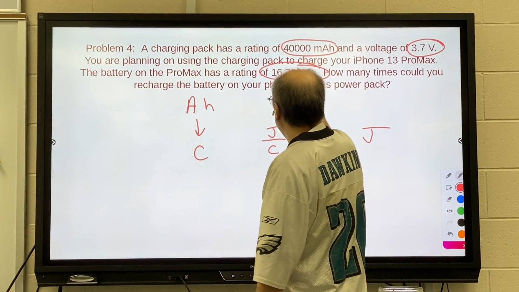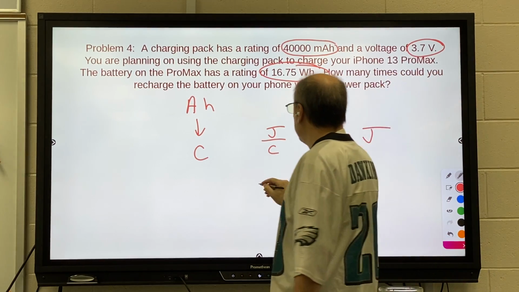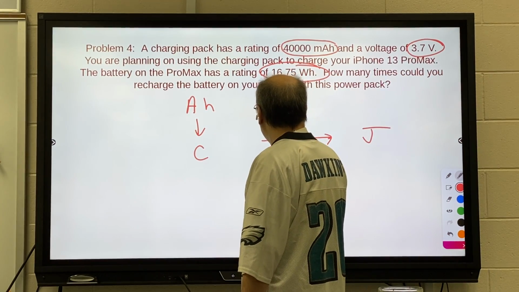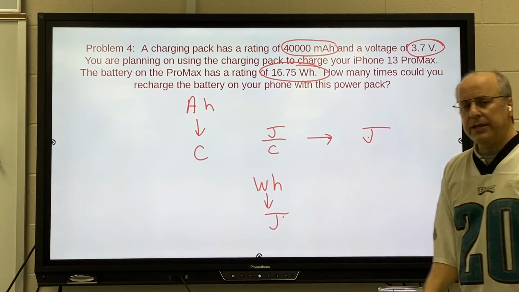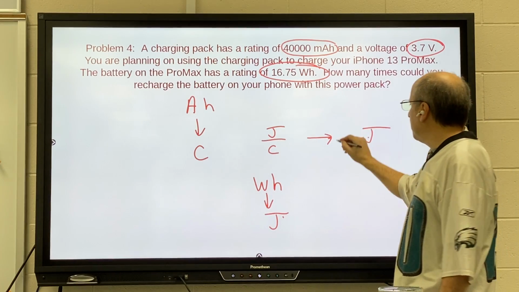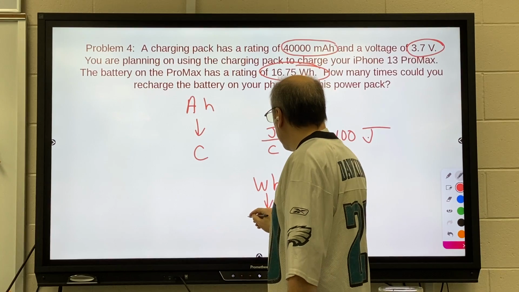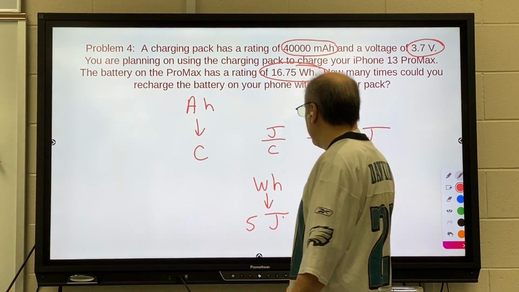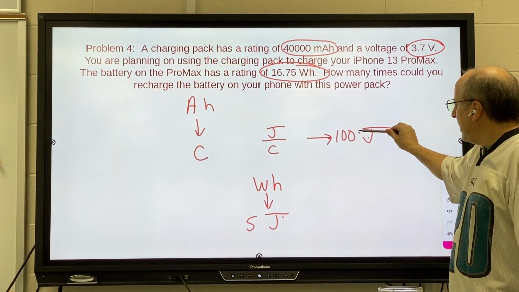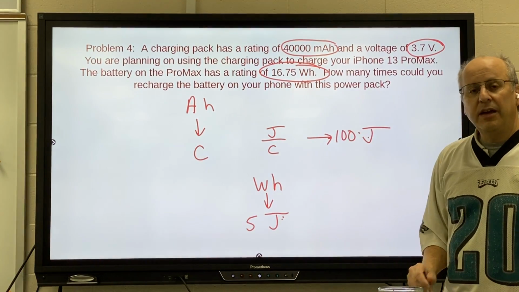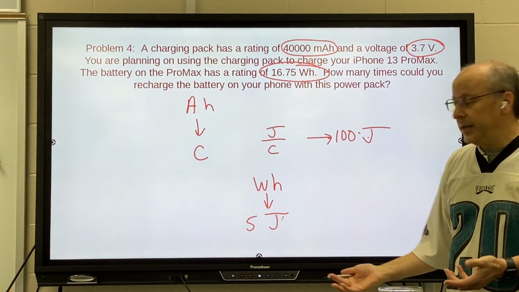Then you're recharging your iPhone 13 Pro Max. It tells you the size of the battery. Turn the watt hours into joules, and then compare these two. Let's say you got a number here of 100, obviously you won't, and you got a number here of, let's say 5, you won't. You would see that your power pack has 20 times the energy of the battery on your phone, which means you could recharge your phone 20 times.